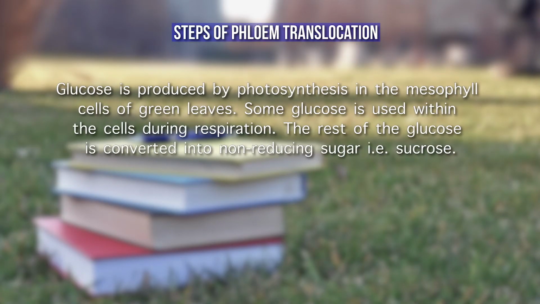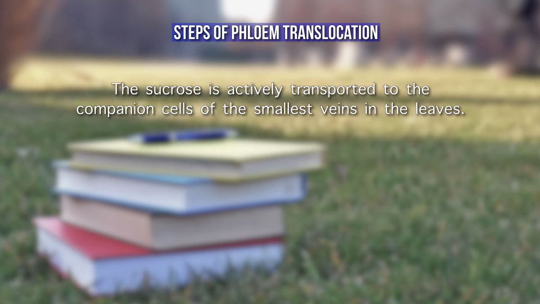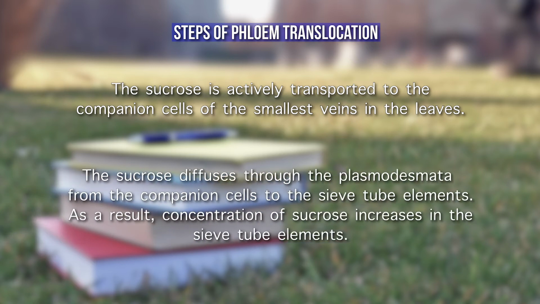And what are they? The glucose is produced by photosynthesis in the mesophyll tissue. The glucose is utilized in respiration, and part of it is converted to non-reducing sugar or sucrose. Normally the sucrose concentration is 10 to 30% in that particular photosynthetic cell, and this sucrose is actively transported along the companion cell into the smallest vein of the leaf. It is diffusing out through the plasmodesmata, reaching the companion cell and finally the sieve tube.